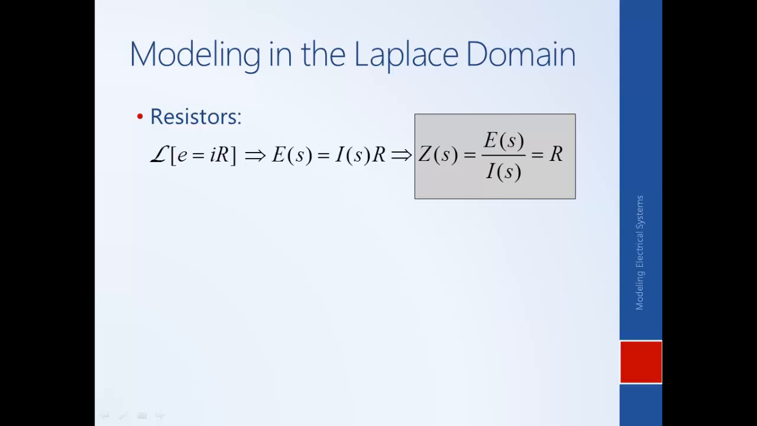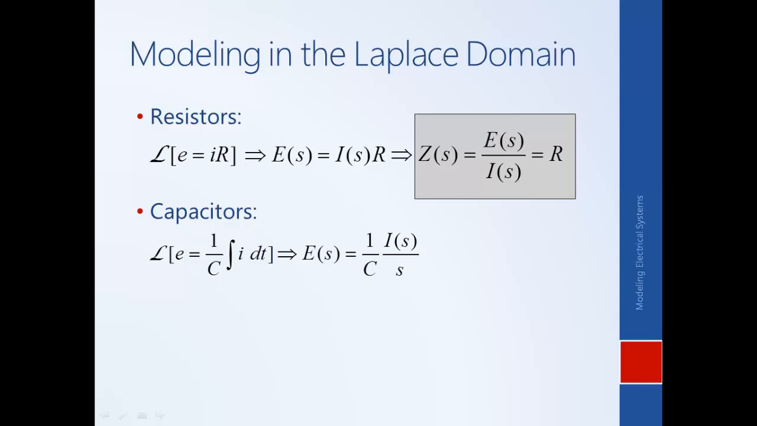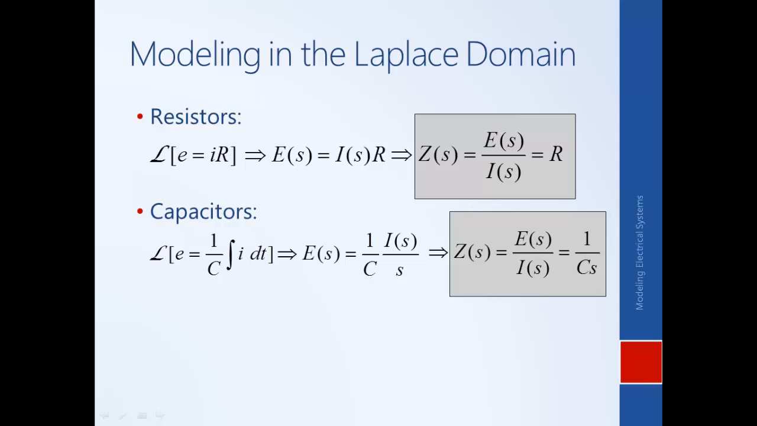Now we will do the same thing for capacitors. Recalling the relationship between voltage across a capacitor and current through a capacitor, we have this integral-based relationship. Recall our Laplace transform property that states that integration in the time domain becomes division by S in the Laplace domain. Therefore, we have this expression: E of S equals 1 over C times I of S over S. Again, to get the impedance, we need to divide through by I of S. And then we get the complex impedance of a capacitor is equal to 1 over C times S.